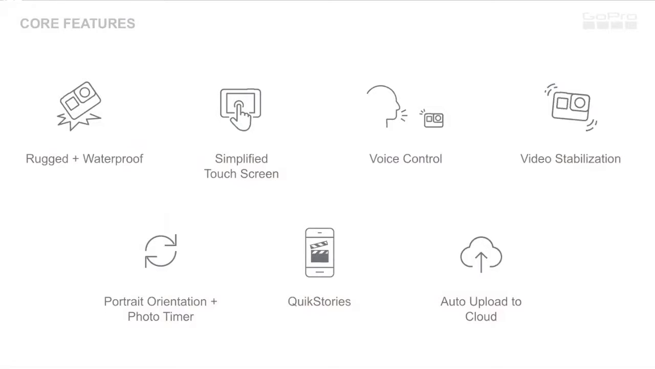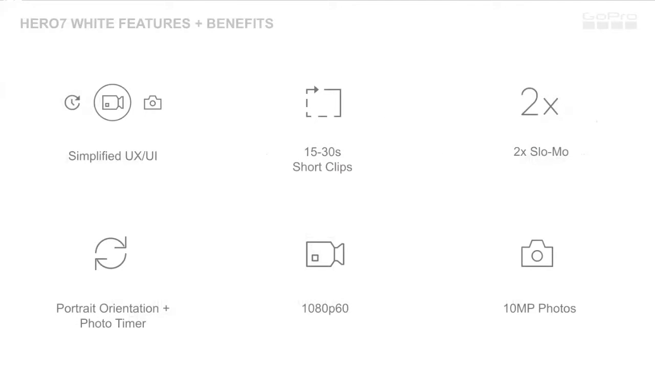Rugged and waterproof, of course. You don't need to purchase a separate casing for your camera to be waterproof. They are waterproof right out of the box, up to 10 meters. And then you have the touch screen, the voice control aspect of it, and you can find all the voice control commands on our site. Video stabilization, depending on which model you have, the stabilization will vary. You will have the portrait orientation, where you can have a vertical orientation if you want it to be more vertical phone friendly. And then of course, this option to auto upload to the cloud, and I'll talk about that later.